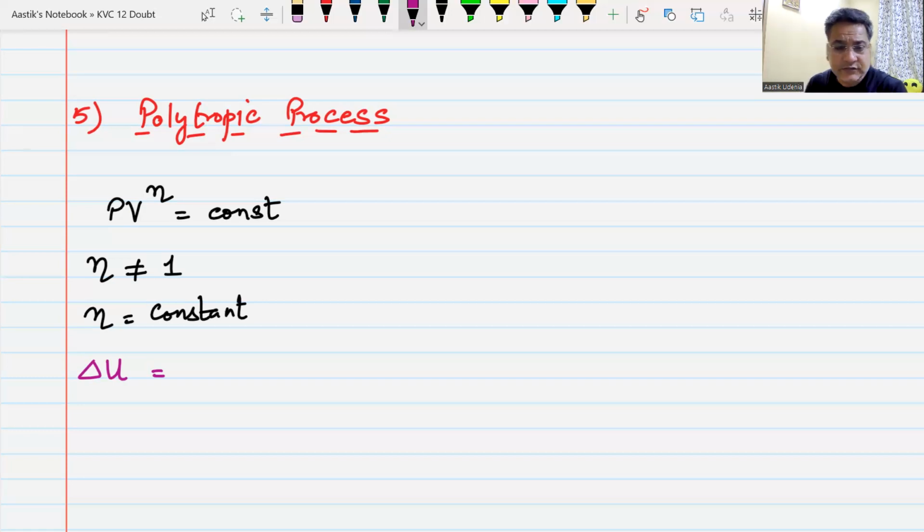Everything seems to have been confused. Can anyone tell me what is the change in internal energy in any process? Anyone remembers it? This is a big shock for me that after doing all these processes and when I was about to finish this chapter, I ask you what is the change in internal energy and I get all sorts of answers. NCP delta T, sir. Sure? Yes, sir.